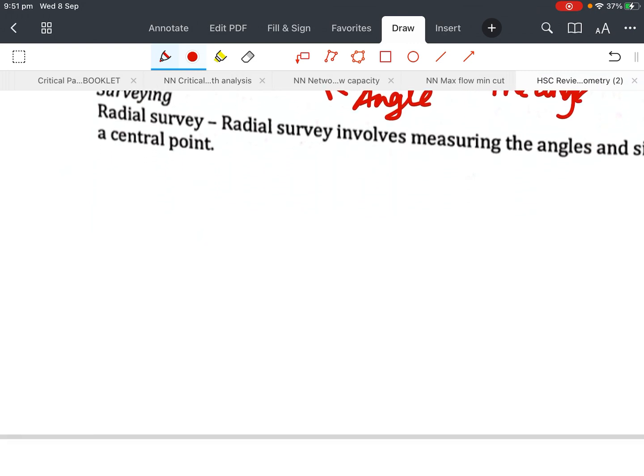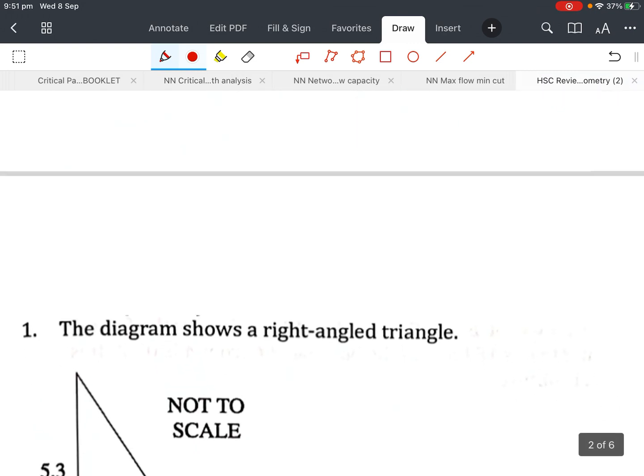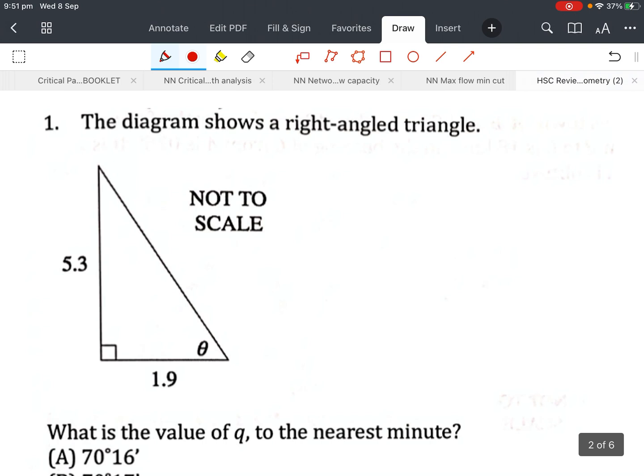Radial survey: usually radial means around, so that one means a survey that's going roundwards.